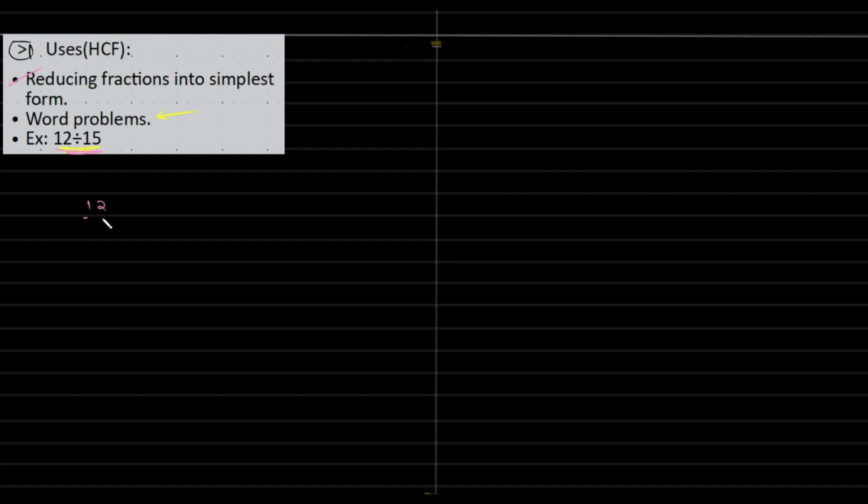So we have 12 and 15. This is a fraction and it's not in the simplest form. Simplest form is a form wherein the HCF between the numerator and the denominator is 1. But here the HCF is 3. So what to do when I find the HCF? All I have to do is divide both the numerator and denominator by that HCF number. And then we get the simplest form of the fraction.